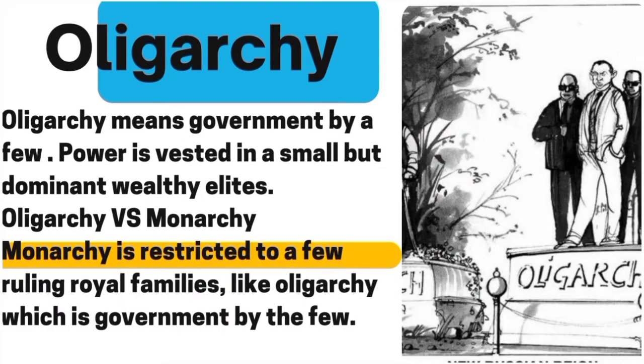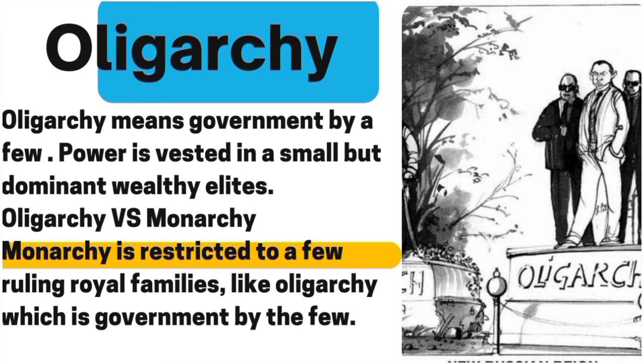Now, we want to look at oligarchy. Oligarchy means government by a few. Power is vested in a small but dominant wealthy elite. Now, oligarchy versus monarchy. A monarchy is restricted to a few ruling royal families, unlike oligarchy, where the government is by the few wealthy rich in the society.